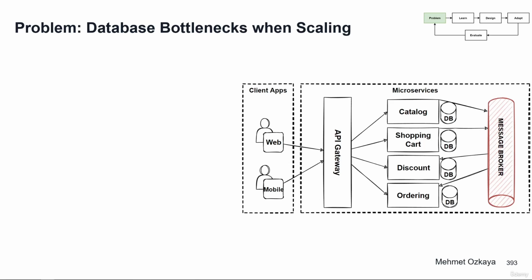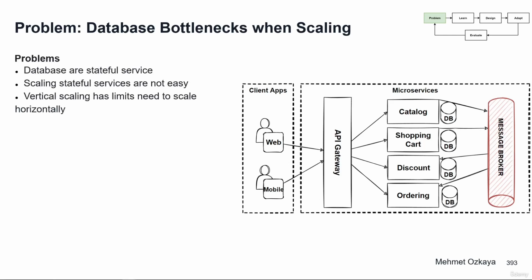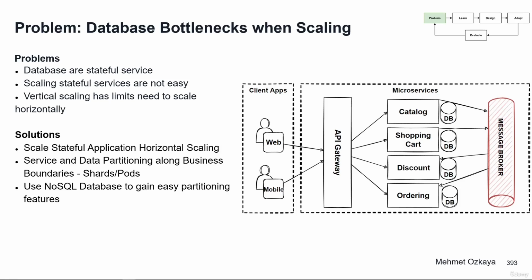Because databases are stateful services that persist data state in their systems. If the application has state, then it is not easy to scale like stateless applications such as microservices. So we should consider how we can scale stateful applications. Now let's see the problems. Databases are stateful services. Scaling stateful services is not easy like stateless services, vertical scaling has limits, and we need to scale horizontally for our databases.